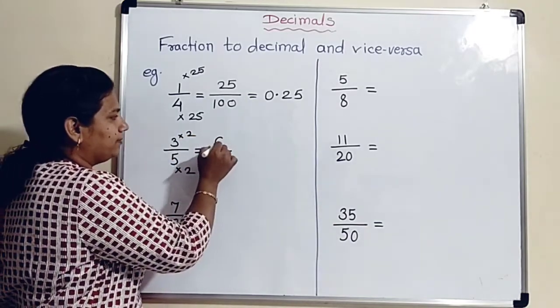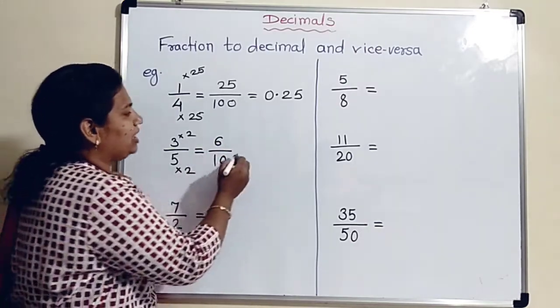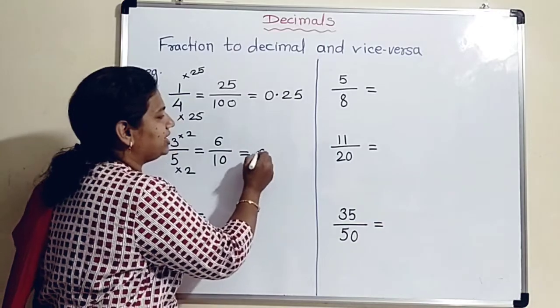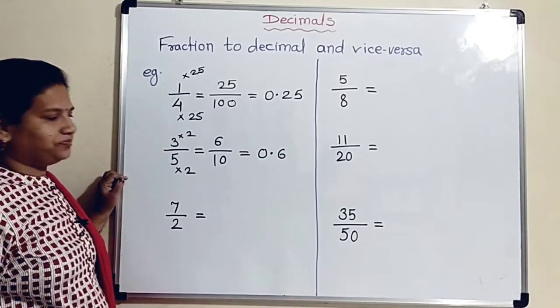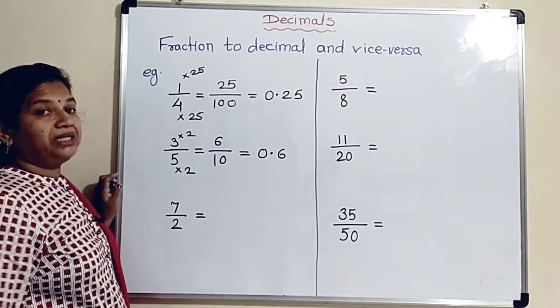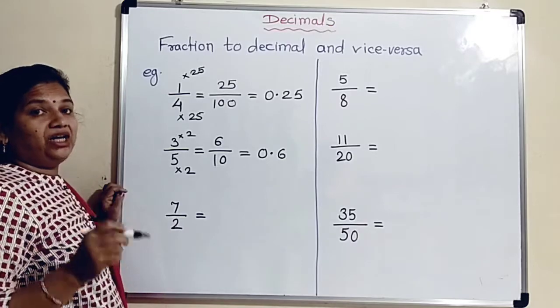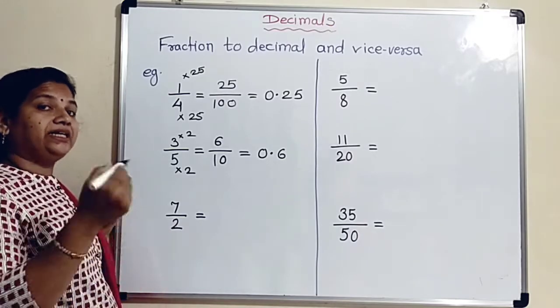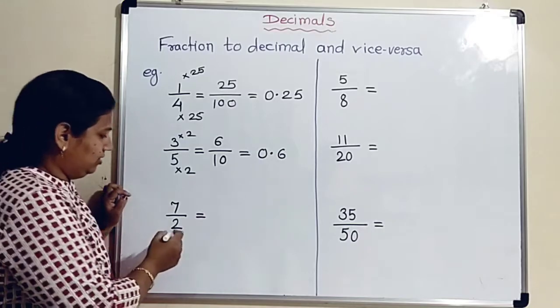I will get 6 by 10. And this 6 by 10 now I can write very easily as a decimal number, 0.6. 7 by 2, right? Here 2 is a factor of 10 as well as 100 as well as 1000. So you can make it any one.